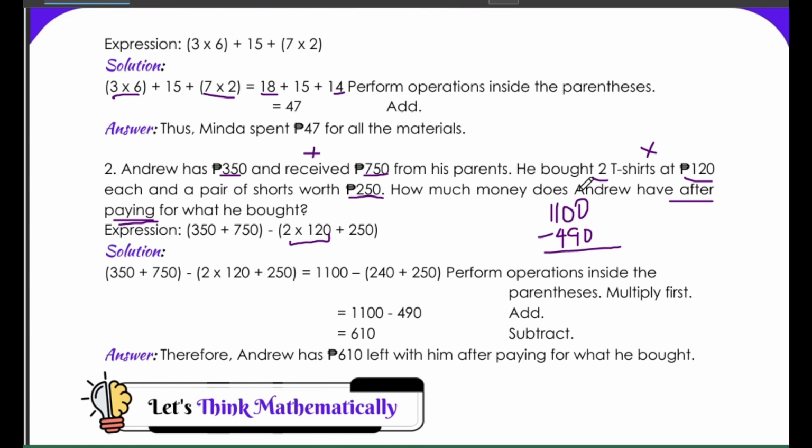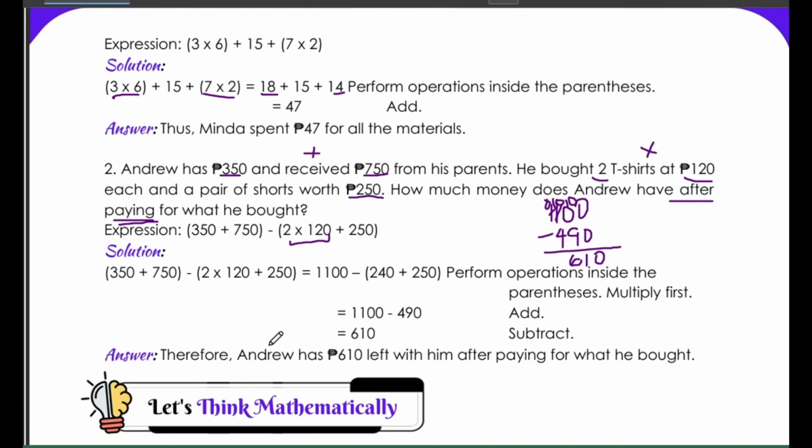So 0 minus 0 is of course 0. 0 minus 9 cannot be, so borrow from 1. 1 will become 0 and 0 will become 10. 10 minus 9 is 1. 0 minus 4 cannot be, so borrow from 1. This will become 0 and this will become 10. 10 minus 4 is 6. That's why we have here 610.